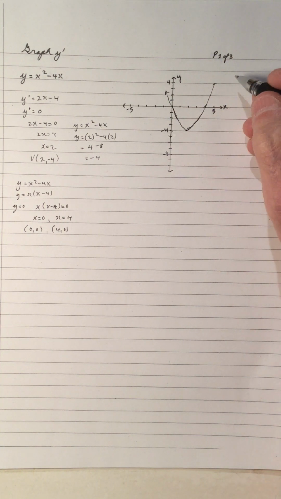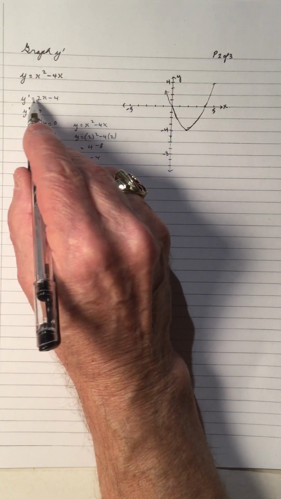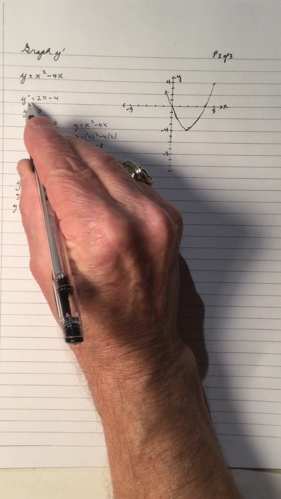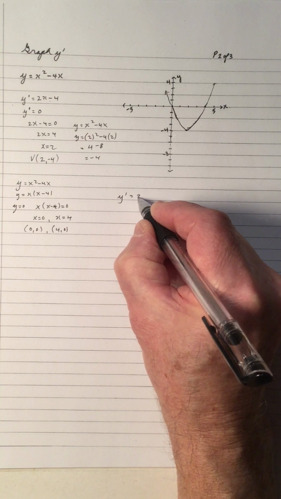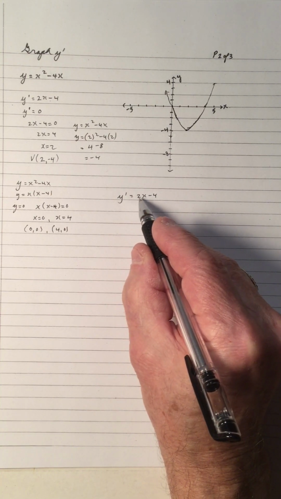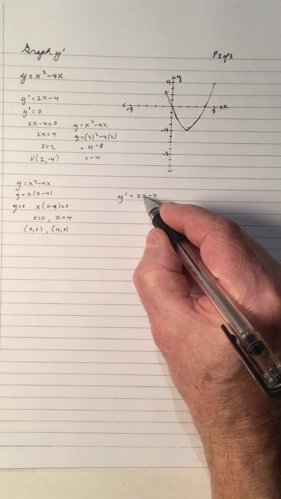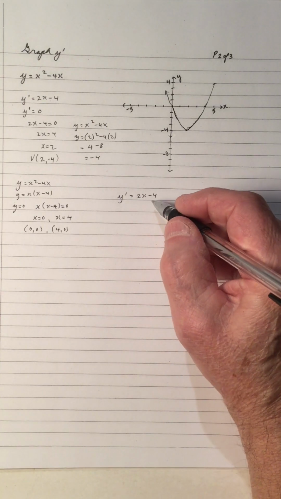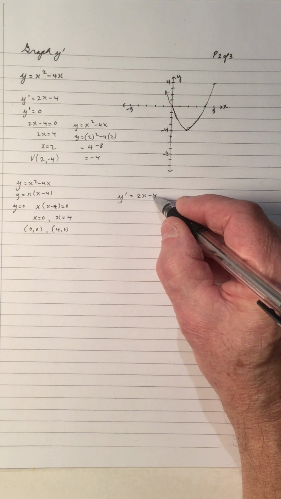Now, you may ask why I drew a parabola, because the graph of the derivative is y prime equals 2x minus 4. So this is the derivative, and the derivative is a line. This is a quadratic, degree 2, and this is linear. So the linear one is y prime. I'm going to draw y prime, the derivative, as a dotted line.